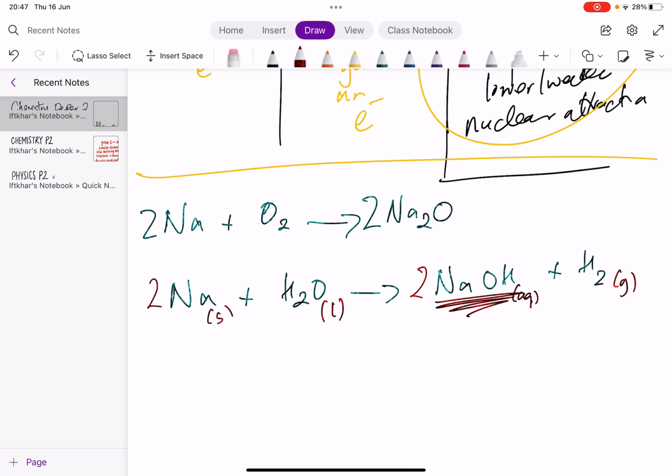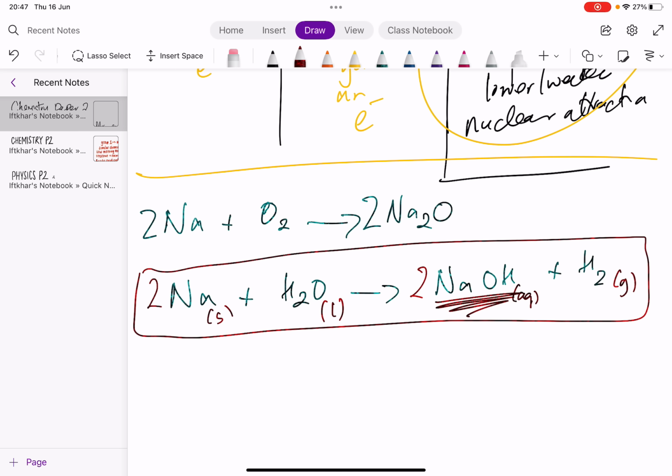Now the reactions become more vigorous as you go down the group. Sodium reacts more vigorously than lithium, and potassium reacts more vigorously than sodium. Potassium catches fire, burns with a purple or lilac flame when it's added to water. Lithium floats on water, fizzes less vigorously than sodium. So that's pretty much group 1.